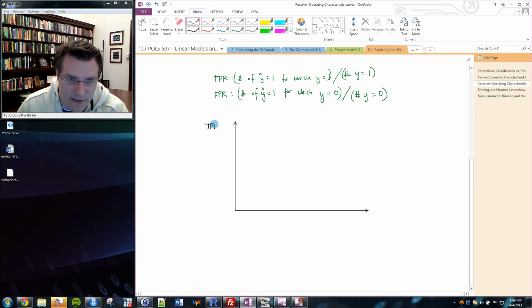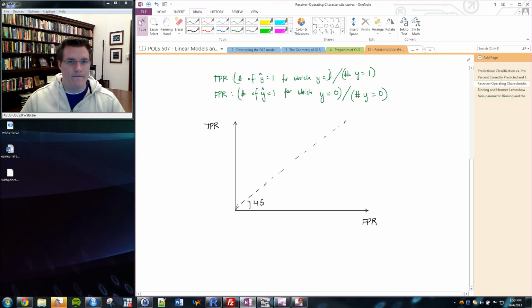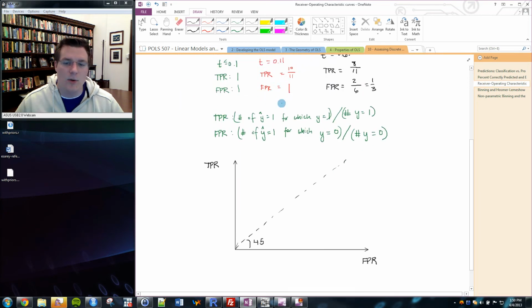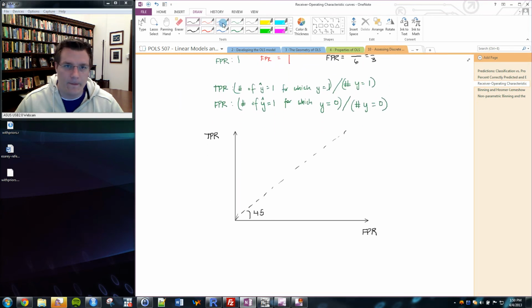Here's the true positive rate. Here's the false positive rate. What we expect to see, actually let me just put in a 45-degree line here. If the model is a good classifier, then we should be able to slide this line into a position that puts all the 1s on one side and all the 0s on the other side. So if you can imagine what that would look like, 0, 0, 0, 0, 1, 1, 1, 1, something like that.